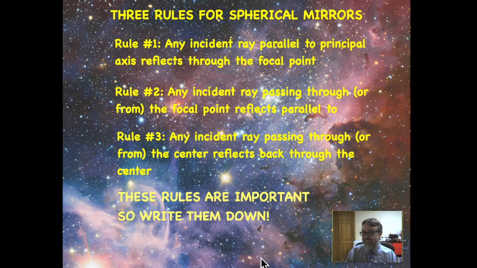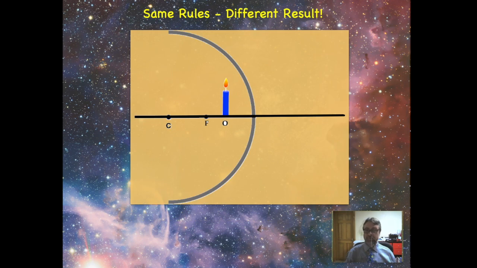All right, I'd like to take these same three rules and apply them to a different situation with the same spherical concave mirror. So, now, same concave mirror, but what I've done is I've moved the object much closer to the mirror. The object is now between the focal point and the mirror. It's the same focal point, it's the same center, so it's the same radius of curvature, and the focal point is still halfway between the center and the mirror. So I'm going to use the same three rules, but you'll see that I'm going to get a very different result.